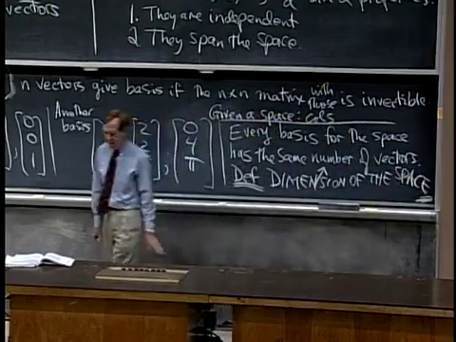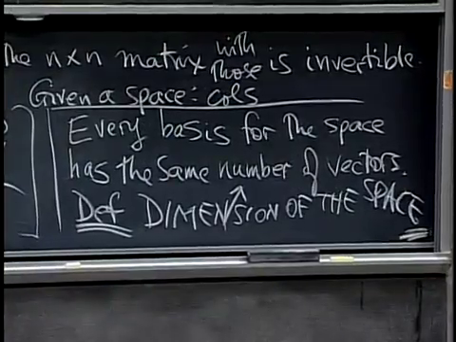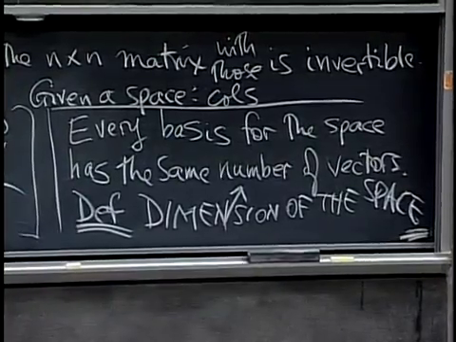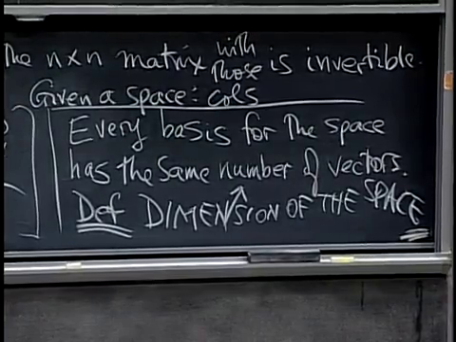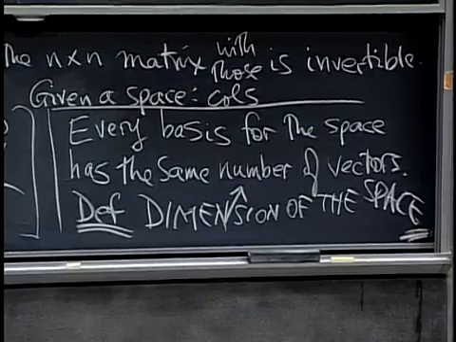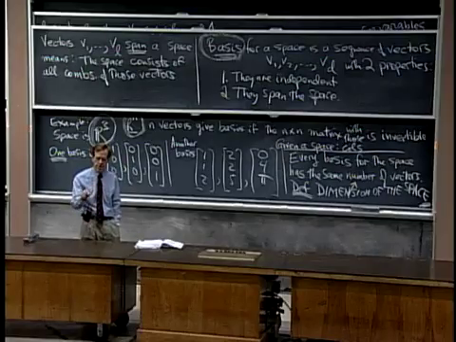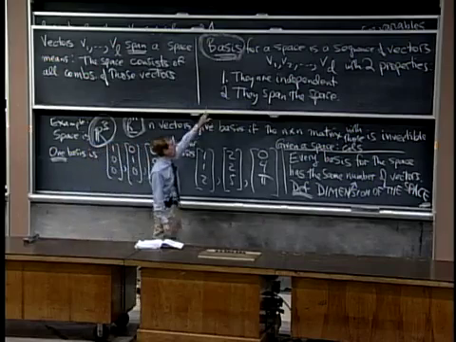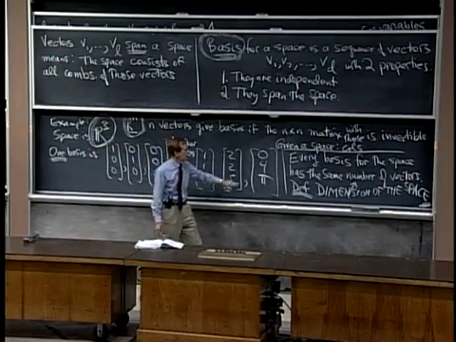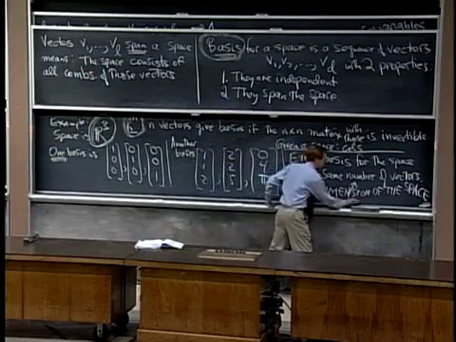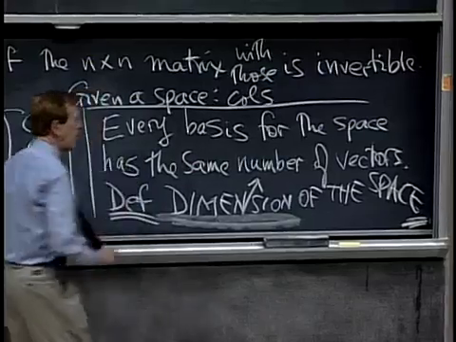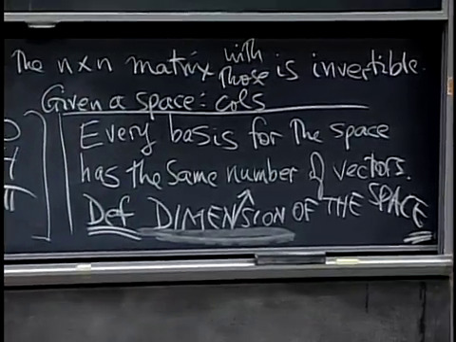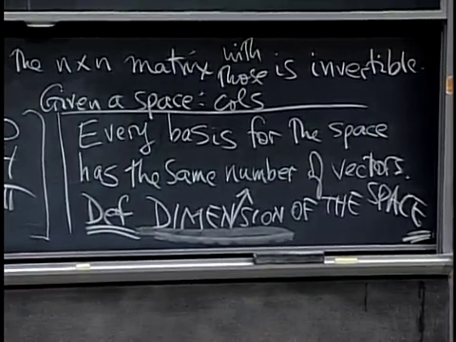Okay. Let's do some examples, because now we've got definitions. Let me repeat the four words that have now got defined. Independence, that looks at combinations not being 0. Spanning, that looks at all the combinations. Basis, that's the one that combines independence and spanning. And now we've got the idea of the dimension of a space. It's the number of vectors in any basis, because all bases have the same number.